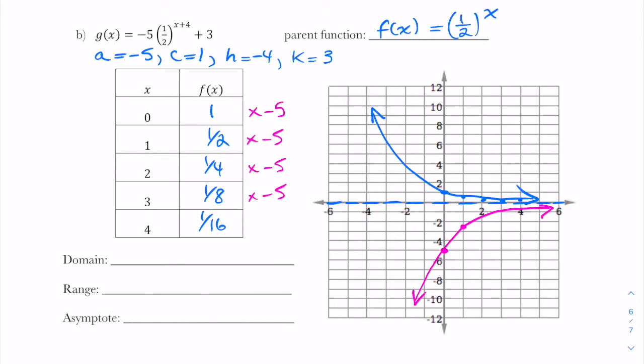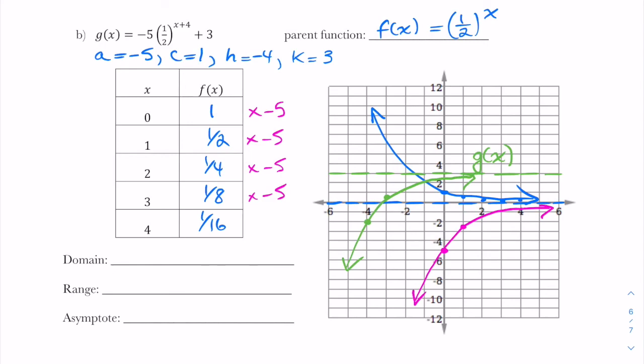Finally, you have to take your coordinates and move them 4 units to the left and 3 units up. Let's begin by moving the asymptote 3 units up. And take the 2 nice points you have, 4 units to the left, 3 units up. And sketch your function. Label the final function as g of x just so it's clear.